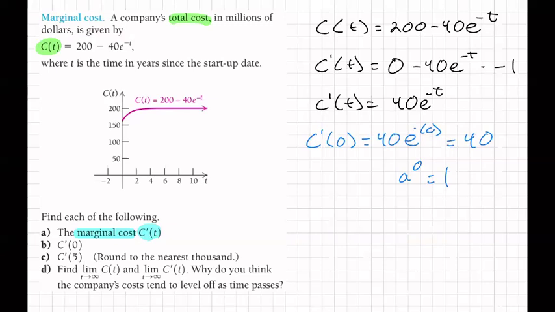Now, one thing we have to be careful of is to go back and look at what this is about, right? It says in millions of dollars, right? So it'd be $40 million per year.